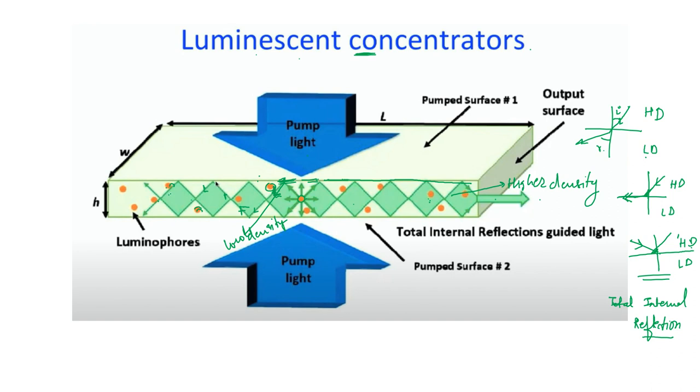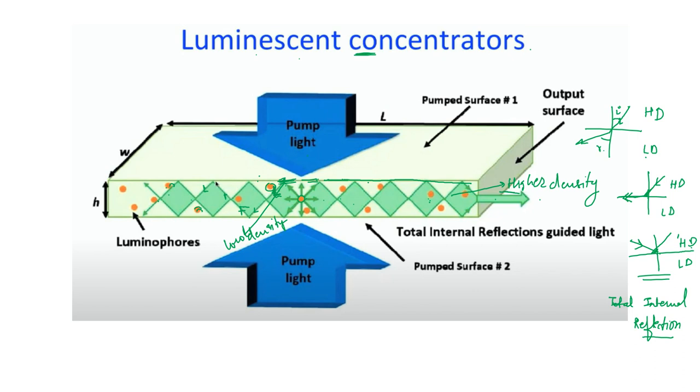These luminophores, as a result of absorption, emit a certain amount of light. Since we know that emission is in all the directions, they emit in all the directions. Therefore, the medium in which the luminophores are present is a high density medium, while the medium on the walls is a low density medium.